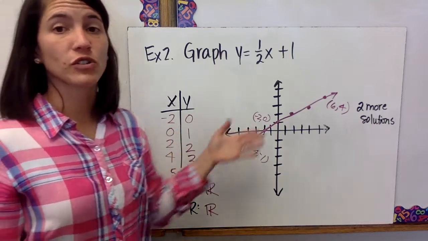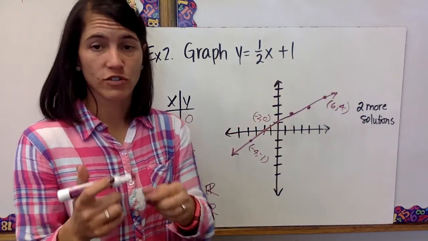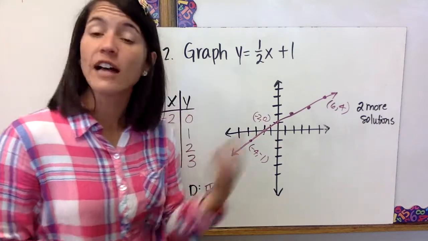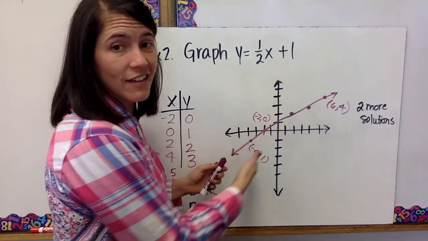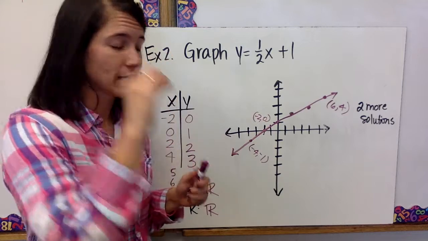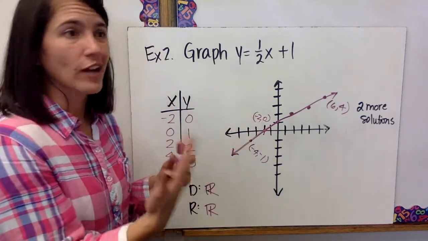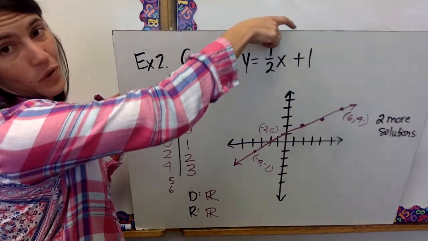So that's how you use the graph to find more solutions. You find other points on the graph that are easy to read. There are lots of points on this graph. This line, these solutions, are made up of tiny, tiny little dots. These are a bunch of points. But they're going to be fractions or decimals, so I'm just picking the whole numbers.